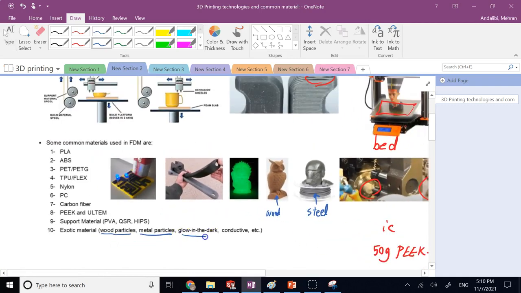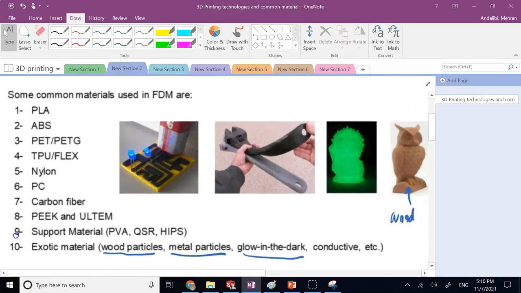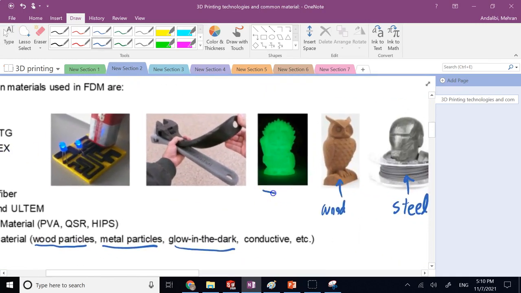There are some that are glow in the dark, and I really love these plastics like this one. They glow in the dark mostly under UV light, but even if the UV light is not significant, they still glow in the dark. There are some of these spools that are not exotic, but they are multicolor. So through the length of the spool, the color changes. So when you print, they give you a rainbow kind of color.